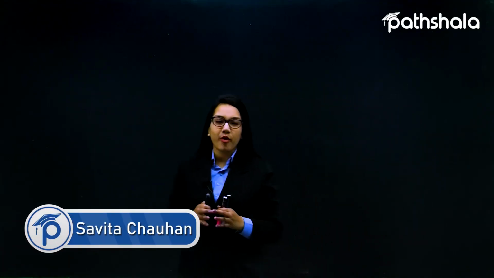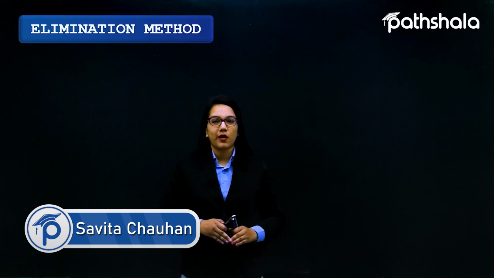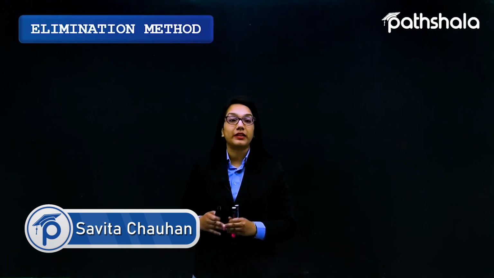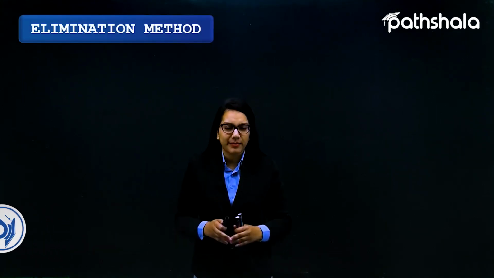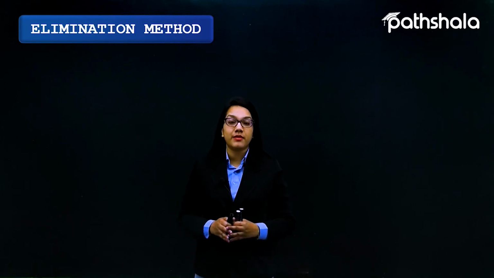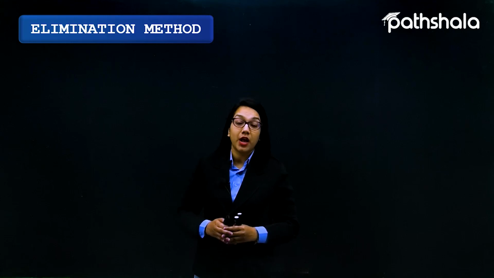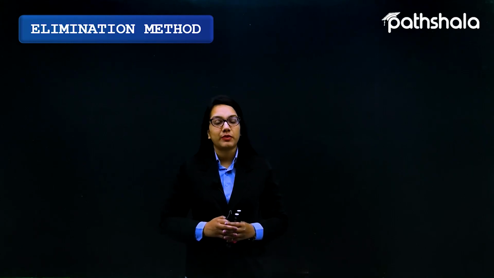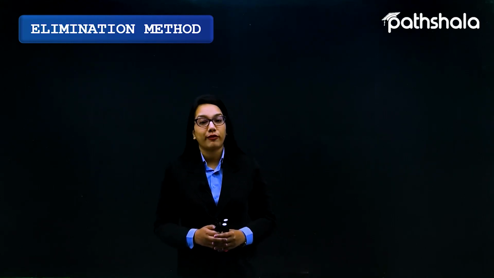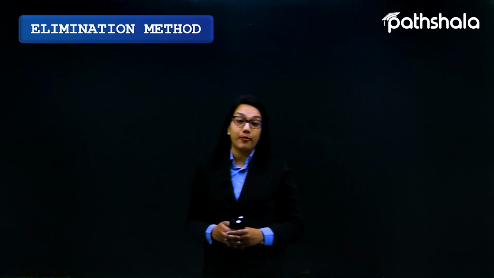Let's just move on further towards the second type of algebraic method, which is called the elimination method. Sometimes the elimination method is much more convenient than the substitution method. So how can we use the elimination method in order to solve a pair of linear equations? Let's see it with the help of an example.